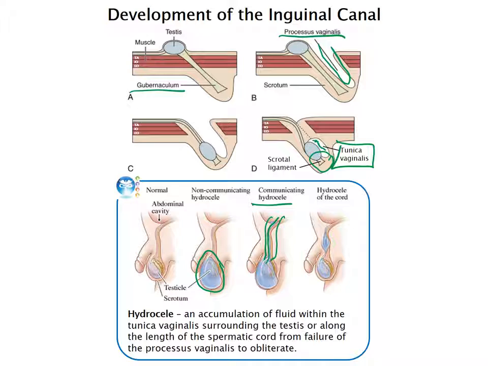And the third option would be to have a cyst form somewhere along the length of the remnant of the processus vaginalis.